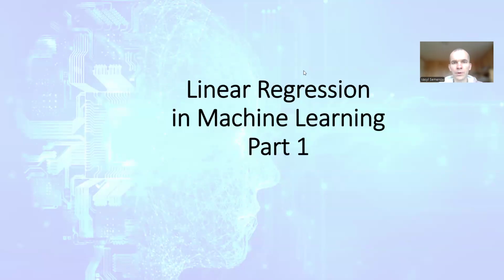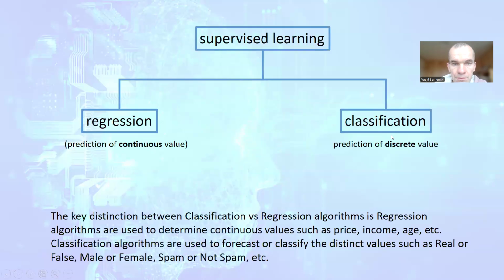In this video, we are considering linear regression. This is the first part of a short series of videos. Just to remind, the task of supervised learning is divided into two divisions: regression, where we are predicting continuous values of some variables or parameters, and classification, when we want to classify some object into a particular class based on some features.